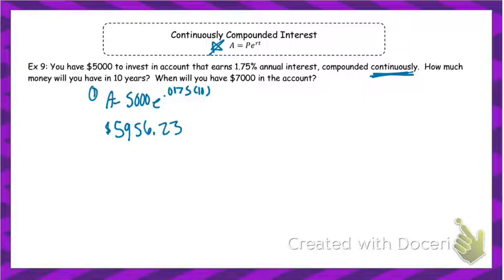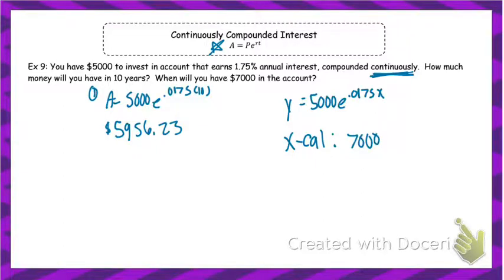All right, option 2, when will you have $7,000? So let's write our equation in terms of x for time, because we don't know the time. So this will be 5,000 e to the 0.0175x. We can graph this. We can xcal, and we want to xcal for 7,000. Or again, we can y2 and intersect, but xcal 7,000, and then I end up with about 19.23 years. Again, we're going to come back to these later on in this unit when we do logs and actually solve these algebraically. But for now, it's good to just get that practice in how to solve these on the calculator.